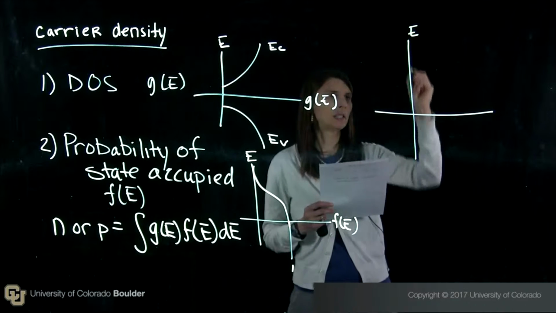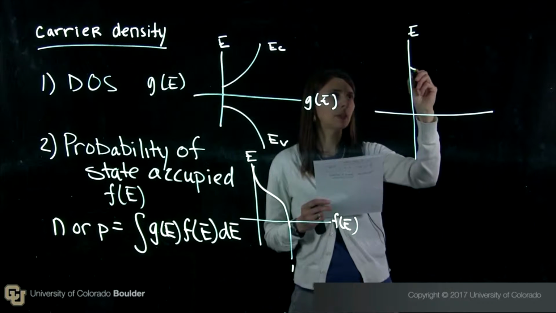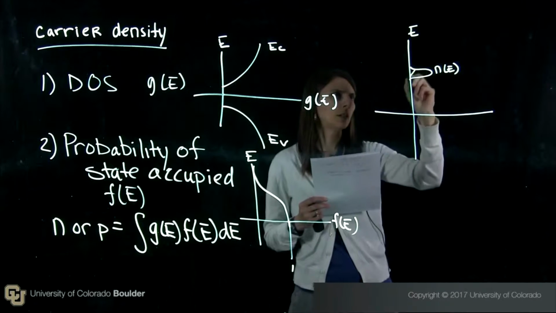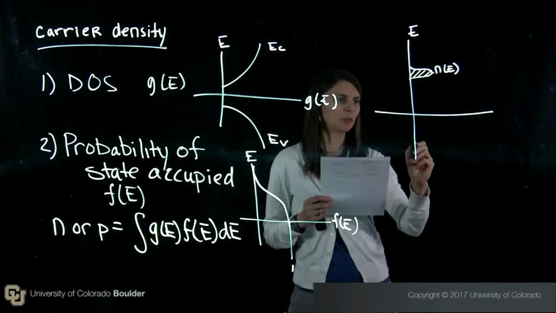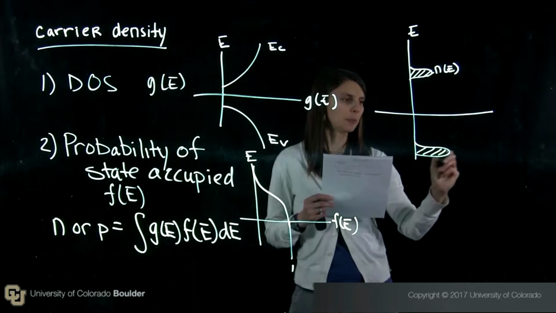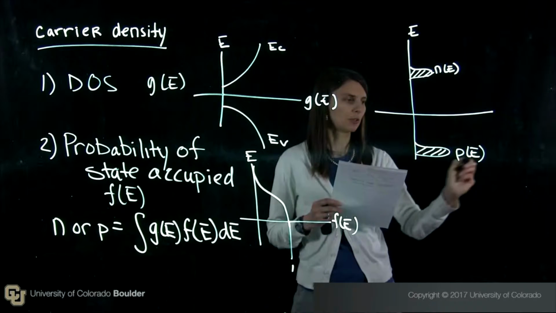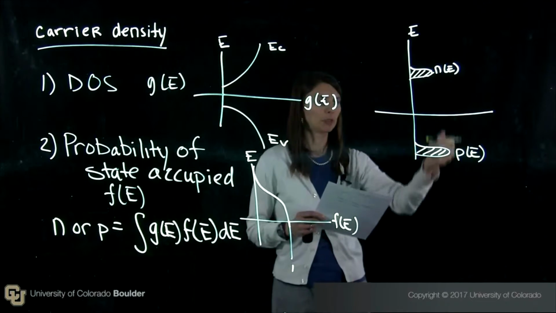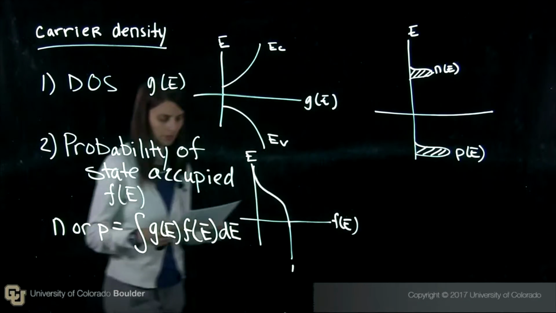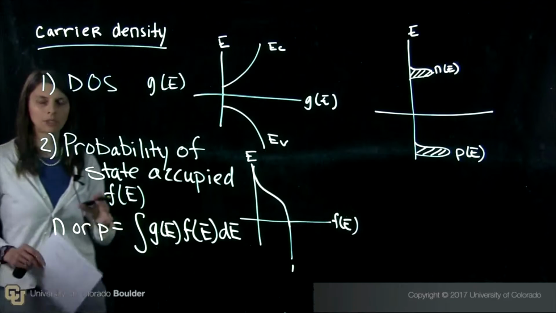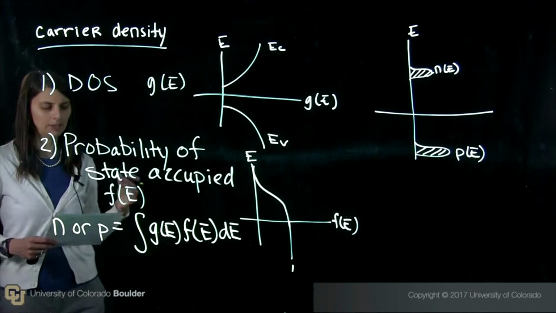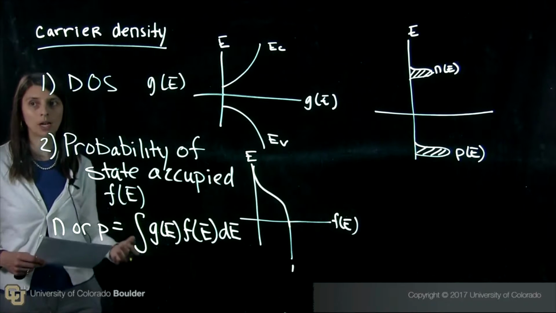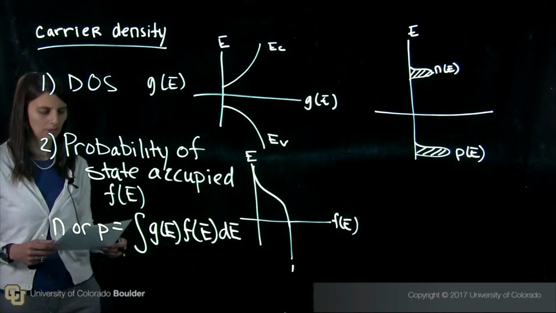Here's E, and essentially we'll end up with this is n of E, and then we'll also end up with a p of E, so the number of holes as a function of energy, and then we can integrate over whatever energy we want in order to get that number. The other thing I just want to note is that impurities add additional carriers by creating states in the band gap, but they do not change the density of states.